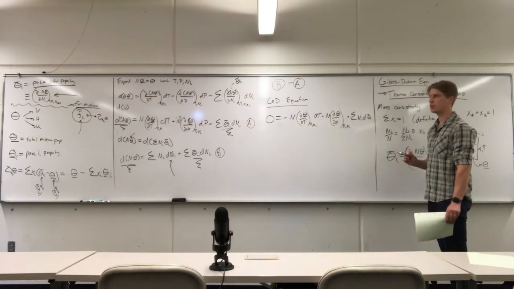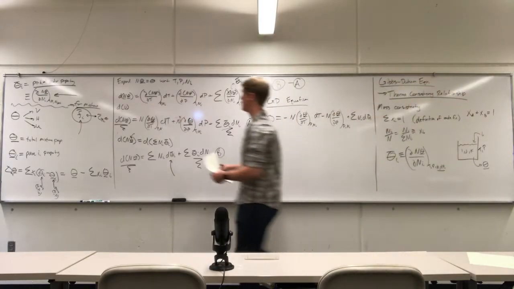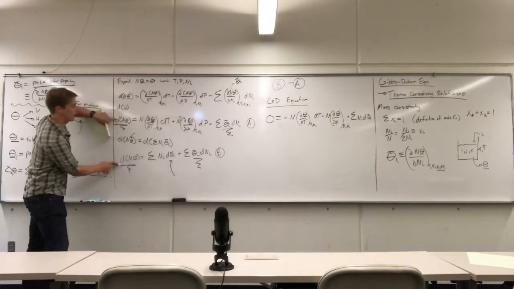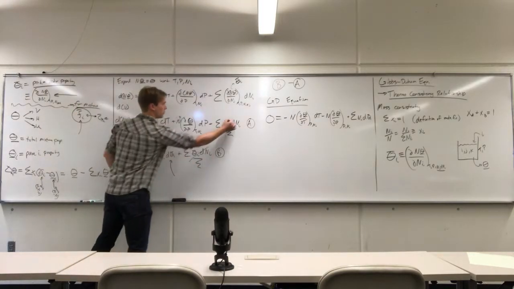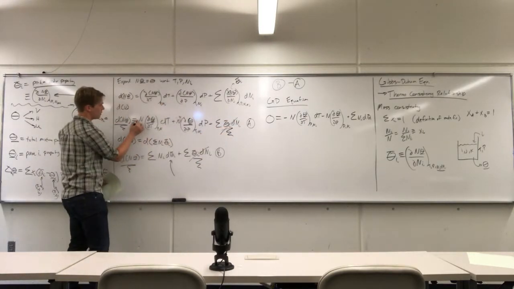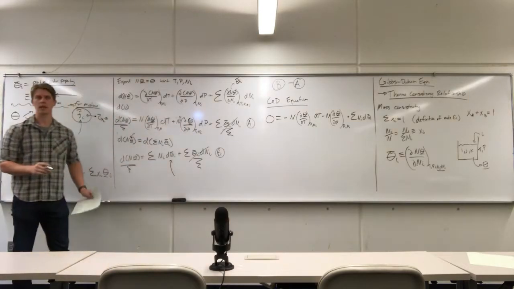A few more steps before we simplify it down. Just to clarify, the left-hand sides cancel out. This expression here cancels with this expression there, and then these become negatives because we're subtracting that equation.